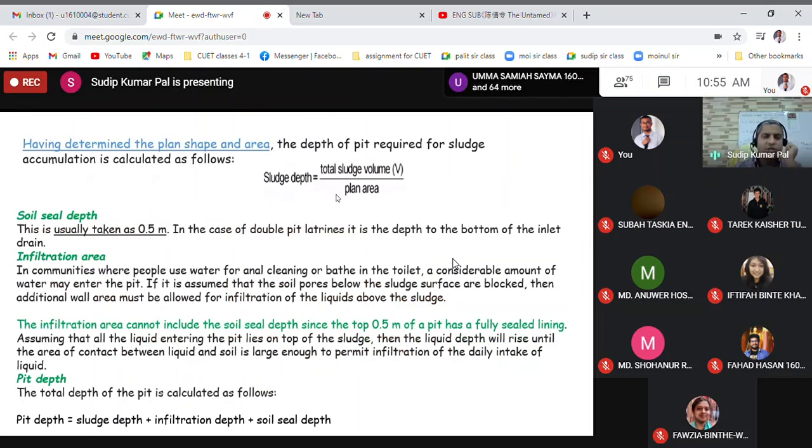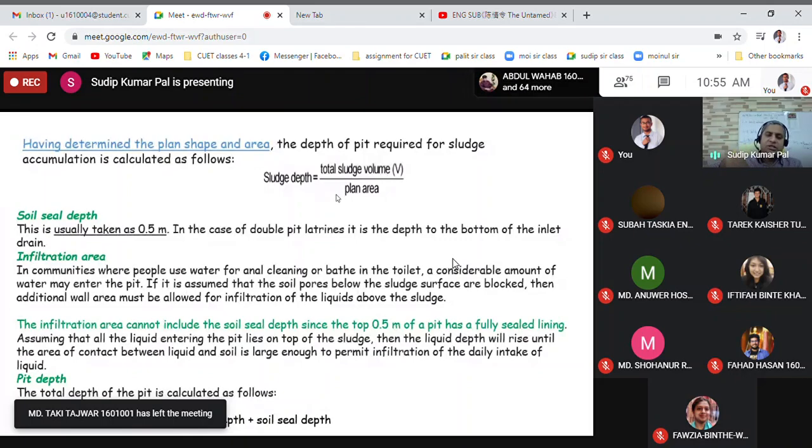After calculating the volume, you have to assume what should be your plan, I mean, the shape and size of your superstructure, the squatting plan over the hole. So how much area you are taking, whether it is circular or rectangular. This means this plan area you have to decide.